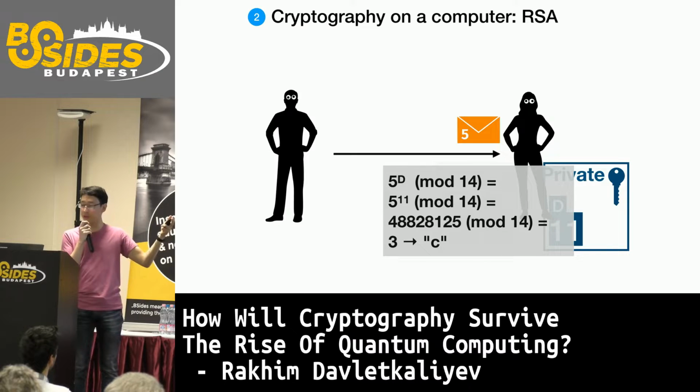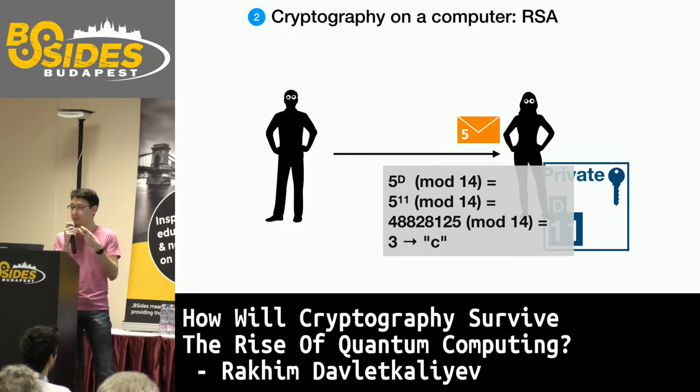So she raises it to 11. She does mod 14. She gets 3. And that's how it works, basically. There are more layers to this, but that's the idea behind much of modern cryptography.